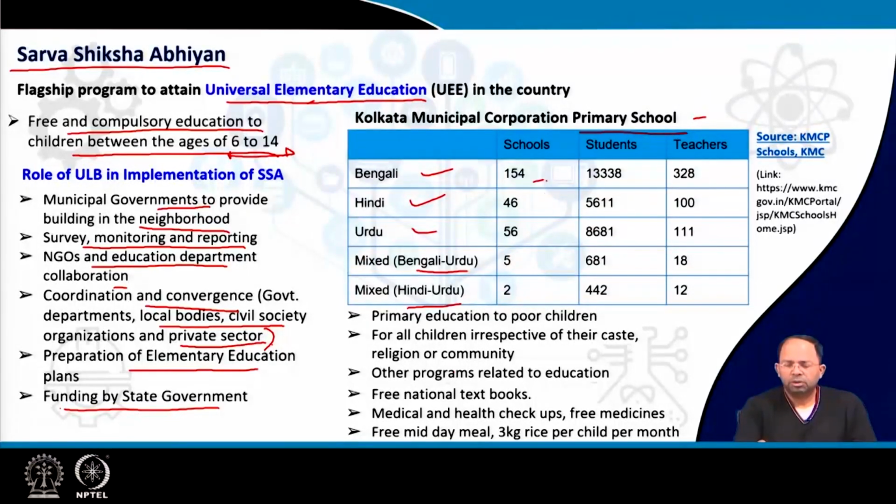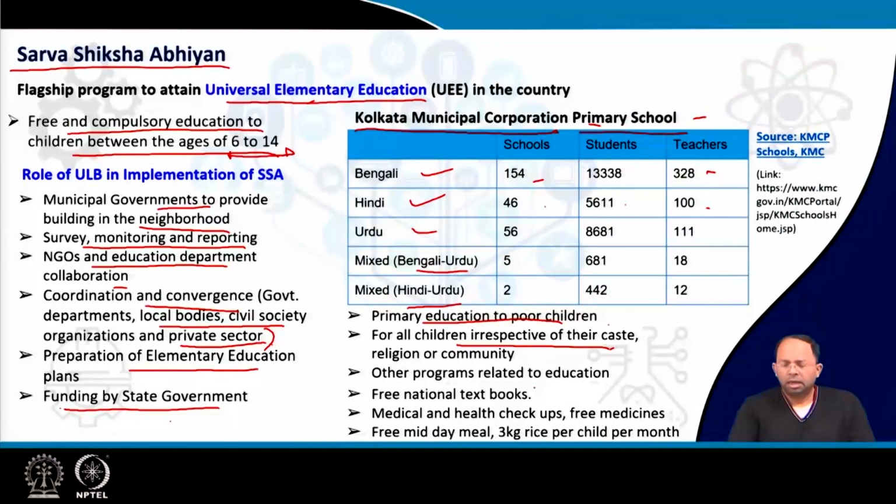So, these are the number of schools under each category and you can see the number of students engaged and the number of teachers engaged. And here primary education is provided to the poor children. So, you can say this is a social commitment and this is undertaken by the ULB. The ULB itself, Kolkata Municipal Corporation, is the ULB which is running these primary schools, funded by the state government. So, all kinds of children can avail these schools irrespective of their caste, religion or community.